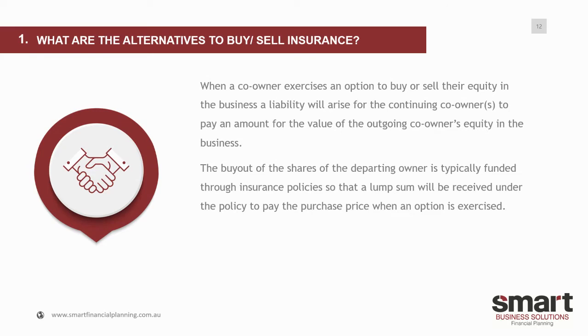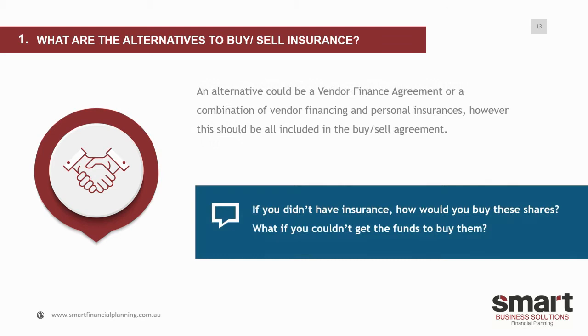People do ask me, well, if we don't have buy-sell insurance, maybe we put a buy-sell agreement in place, because you should absolutely have a buy-sell agreement. But if you don't have the insurance, how are you going to fund the payout? When a co-owner exercises the option to buy or sell the equity in the business, it's going to create a liability. And how are you going to pay for that? The buyout of the departing owner is typically funded through insurance. But if you don't have the insurance dollars, where are you going to get the money from?